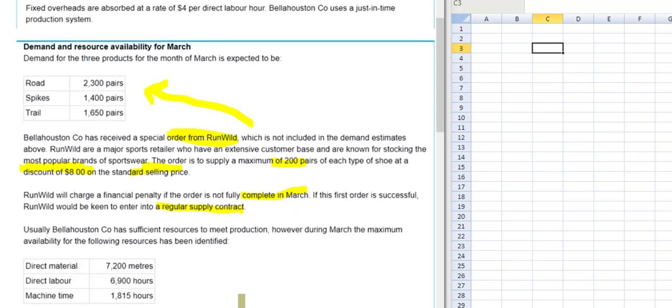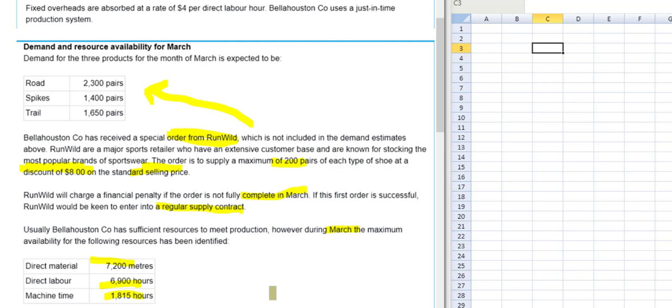Now, usually they have enough sufficient resources. However, in March, the maximum availability for each of the 3 is this. So they haven't told us what the limiting factor is. You need to find out which one is the limiting factor, a little bit like in throughput accounting, where we find out which one is the bottleneck.